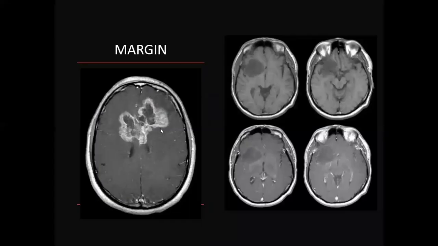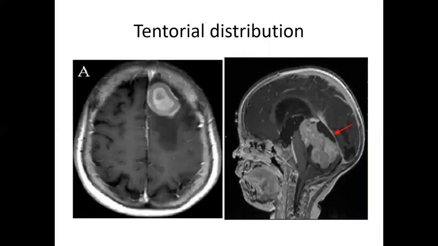Margin. There are two types of margins: infiltrative margin and clear margin. Mostly high-grade gliomas you can define with a clear margin, but in low-grade gliomas you can have an indistinct margin, and we cannot define a proper margin. When there is an enhancement pattern in high-grade gliomas, we can define a good margin. When it is not a good margin, we can tell it is a low-grade glioma. So the enhancement pattern is better to evaluate the proper margin.